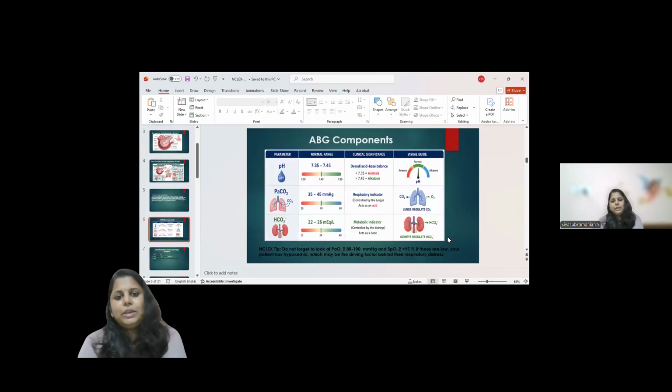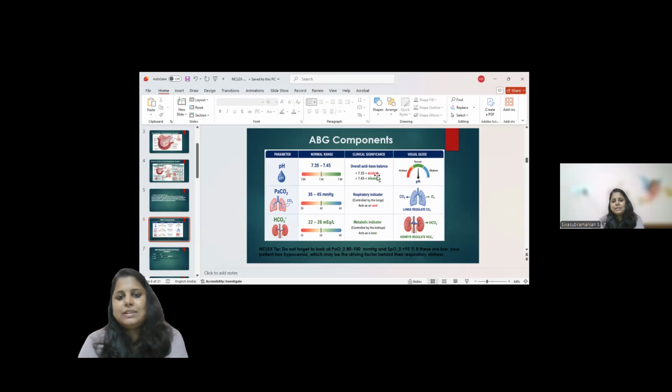So let's review the ABG components first. Before interpreting the ABG results, we must know about the normal values. The parameters are mainly pH, partial pressure of carbon dioxide, partial pressure of O2, and bicarbonate. The normal pH value ranges from 7.35 to 7.45. The clinical significance is the overall acid-base balance.